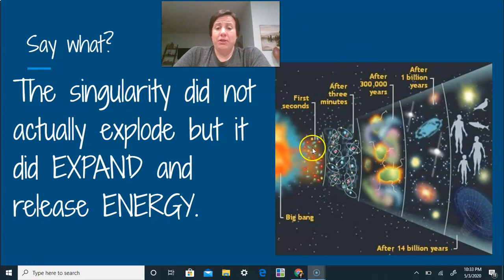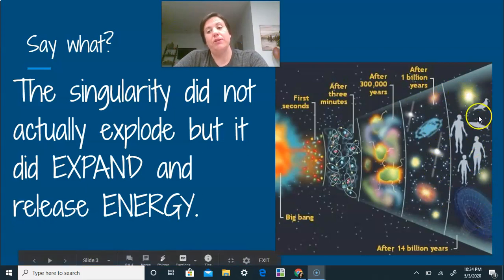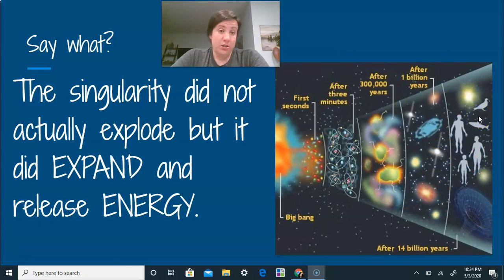So you can see here within the first seconds, this is part of the lighter elements forming, hydrogen and helium, those types of things. And then you can see you have more compounds, and then after 300,000 years, and after a billion years, and then after 14 billion years, that's where we are today.